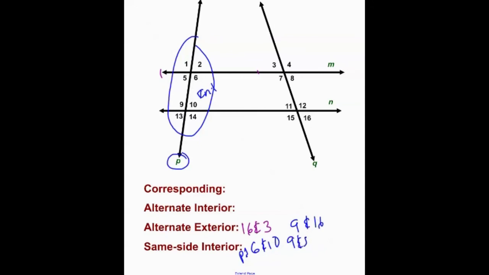And a couple more of these and we are done. I'll pick M. Same side interior will be 2 and 3. I put my M, 2 and 3, and so on. All right, so that is it for this lesson.